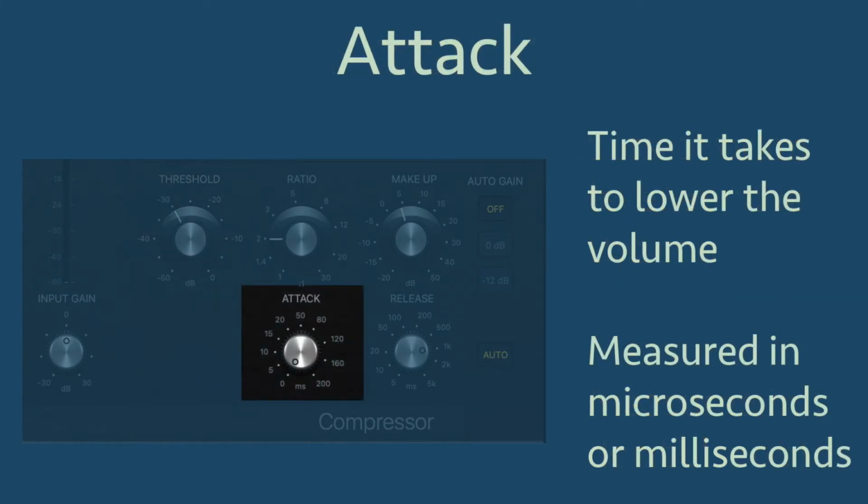Next is attack. Once the threshold has been crossed and the compressor starts its job, there is a way to control how much time it takes to lower the volume. This time can be set by the attack parameter. The times can be very fast, measured in microseconds, which are 1/1,000,000th of a second, or they can be longer, measured in milliseconds, which are 1/1000th of a second.